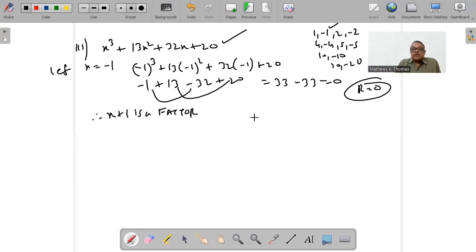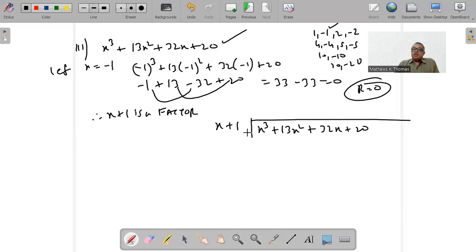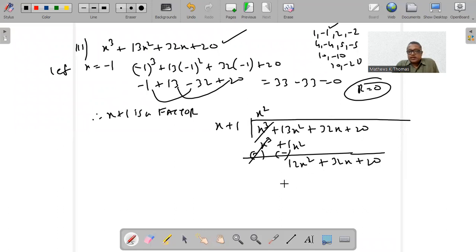If x plus 1 is a factor, just like the previous question, now I'm going to do the long division. I will divide x cube plus 13x square plus 32x plus 20 by x plus 1 and get the quotient. Remainder has to be 0. So x goes how many times? X square times. So x into x square, x cube. 1 into x square is 1x square. Then we subtract, the sign will change. X cube cancels. 13 minus 1, we get 12x square. Bring down the numbers from the top as it is, 32x and 20.